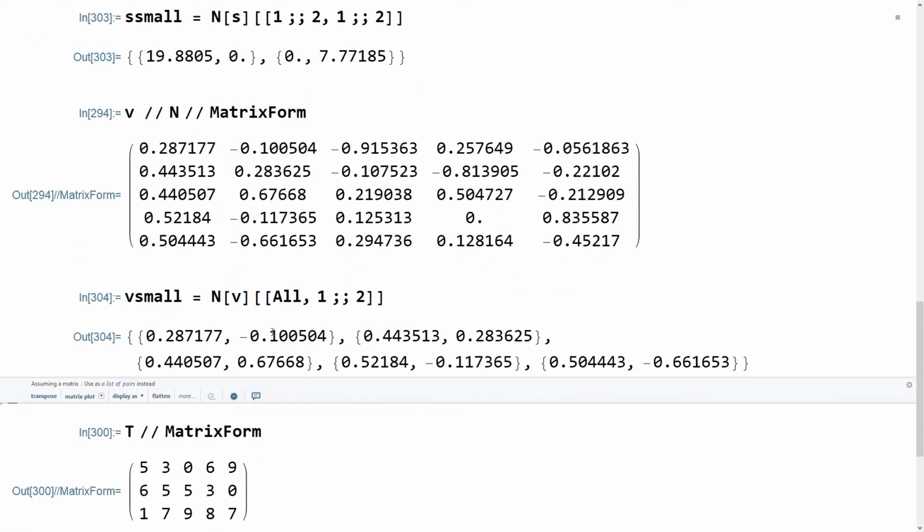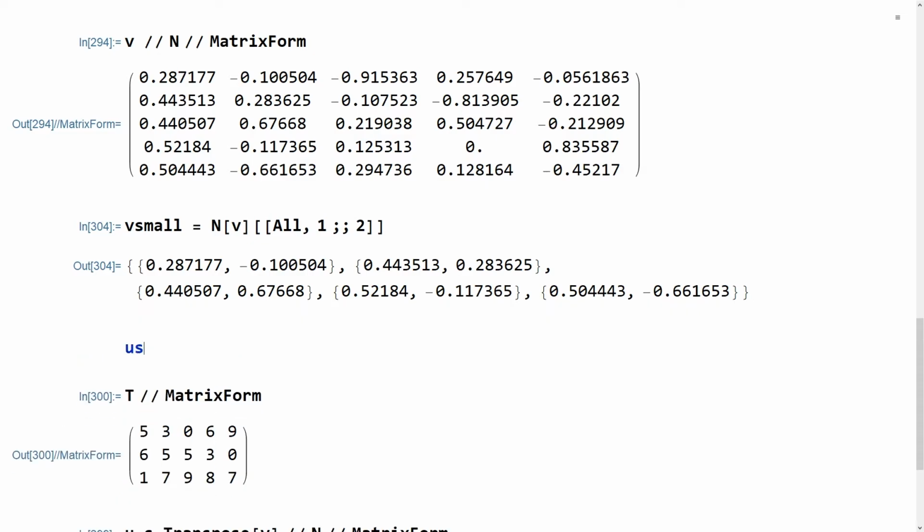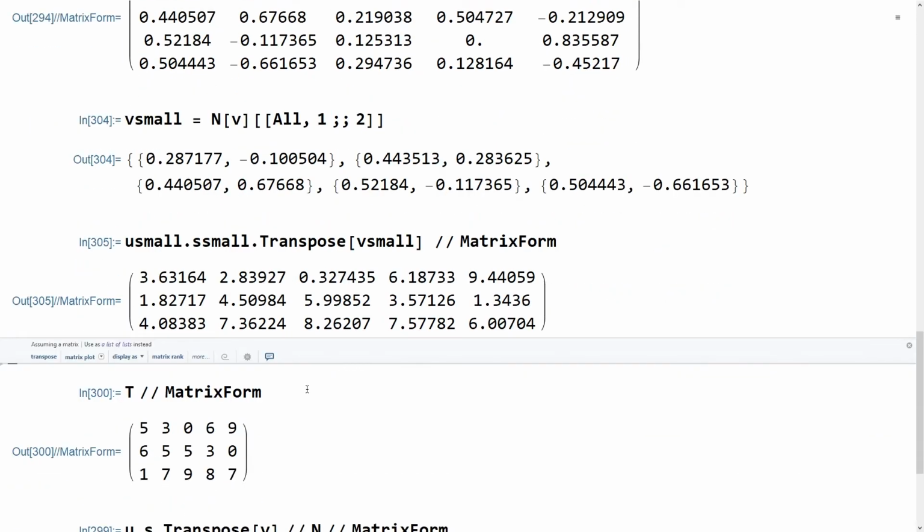I should have a 5 by 2 matrix, which this is. I can check really fast here to see that everything is the way I want it to be by writing down U small dotted with S small dotted with the transpose of V small. And what we should find when we're done with this is that we get a matrix that is very close to the original matrix. Now notice, it's not exact.